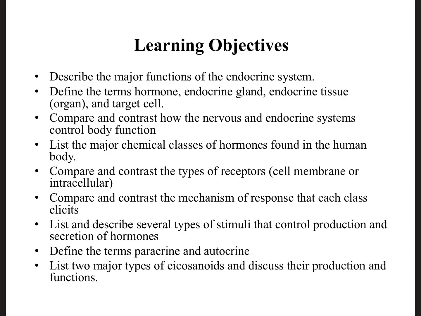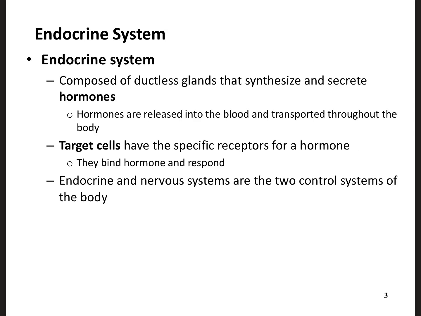All right, we'll talk about secretion in general. We'll compare paracrine versus autocrine secretion, what that means. And then we'll talk about the last two major types of eicosanoids and discuss their production and functions, right? So lots of stuff to get through today. First off, let's talk about general structure and function ideas of the endocrine system.